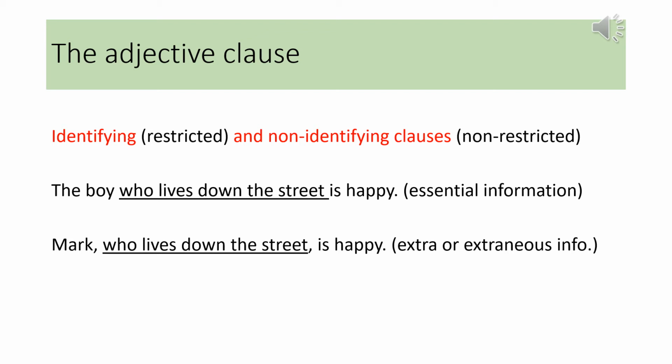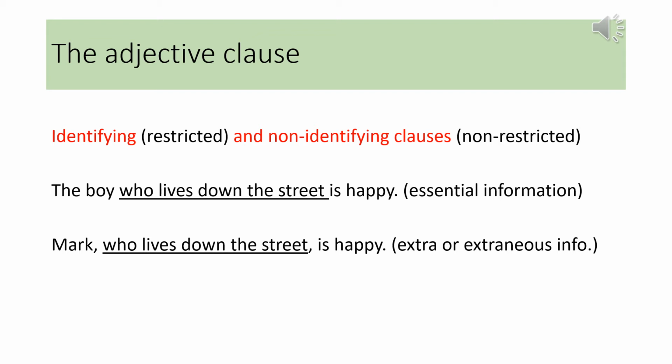So here we have two relative clauses, or adjective clauses, that are identical. Who lives down the street? In the first sentence, it says, the boy who lives down the street is happy. Now, notice there's no commas around the adjective clause, who lives down the street.